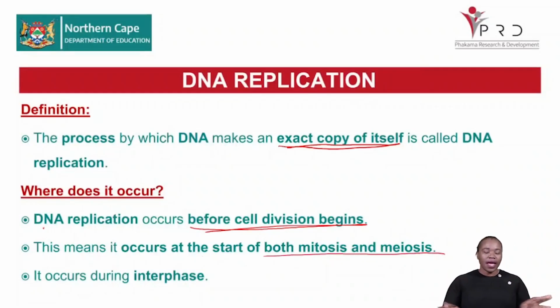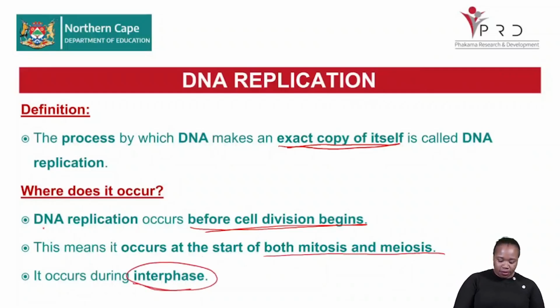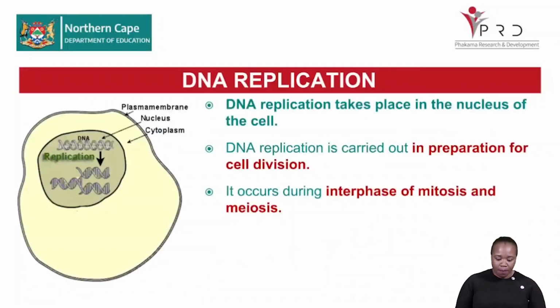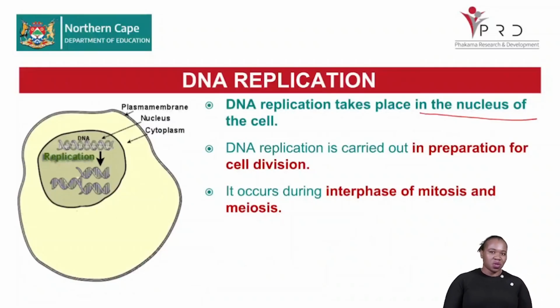Remember, before mitosis and meiosis, we have interphase, in the nucleus. This happens in the nucleus. We have interphase. That is when it occurs. It occurs during interphase so that it can prepare the cell for mitosis or meiosis. Okay, so it takes place in the nucleus of the cell. That is where we find our DNA. So definitely that is where we can expect this process to take place.